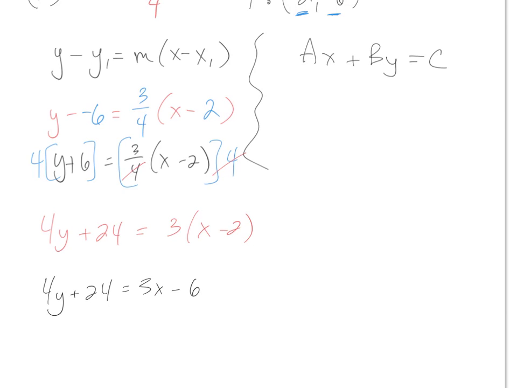I'm going to move the 6 over to make this a 30 by adding 6. And I'm going to move the 4y over by subtracting it. And there's my answer. I got 4y plus 3x equals -30.